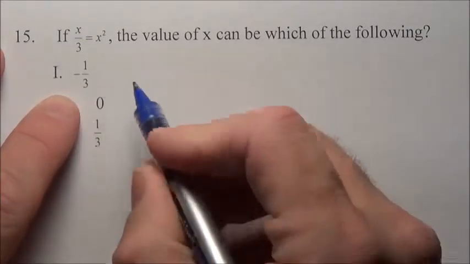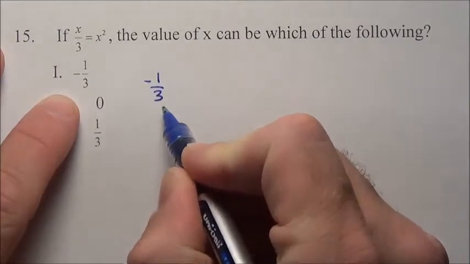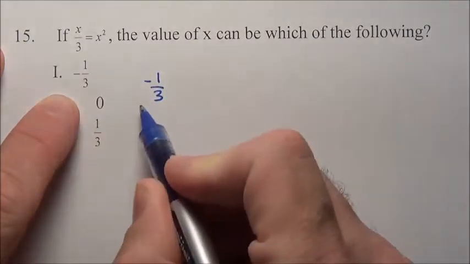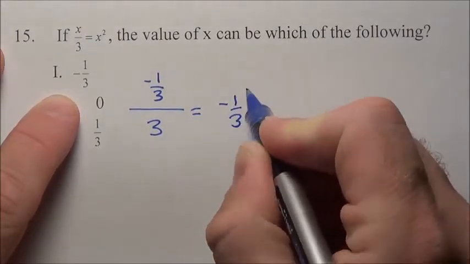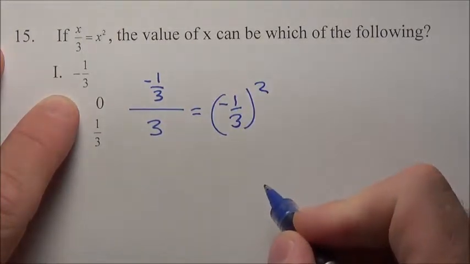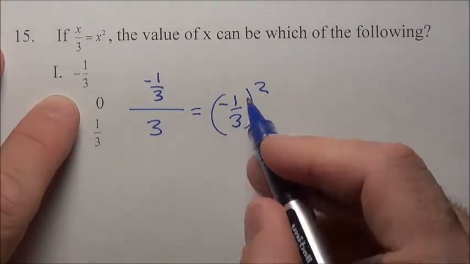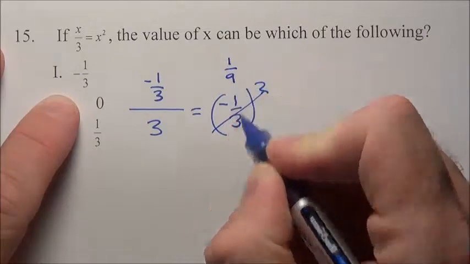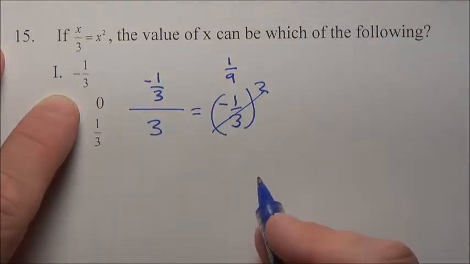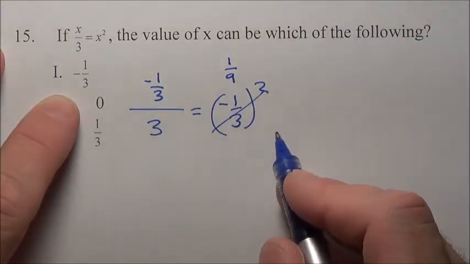Negative 1/3 plugged in there. I want to look at that way. Negative 1/3 plugged into that x, divided by 3, does that equal negative 1/3 squared? That's what I want to check. Negative 1/3 squared. Well, negative 1/3 times negative 1/3, that's going to be 1/9, because a negative times negative is positive, a third times a third is a ninth.